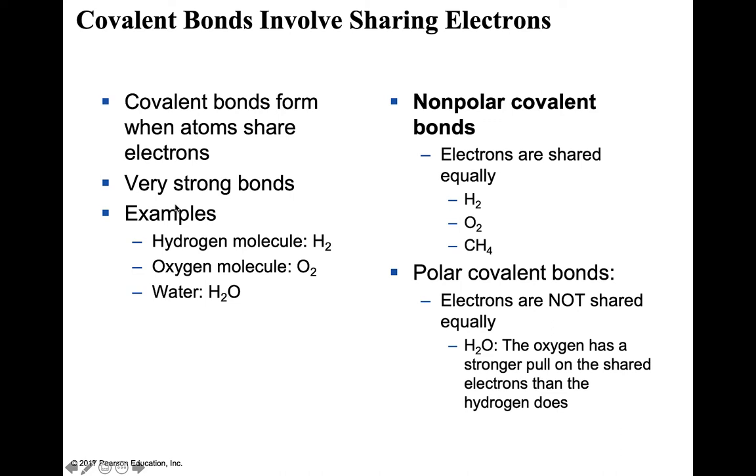Whereas polar covalent bonds are bonds where the electrons are not shared equally. For instance, in water, the oxygen has a stronger pull on the shared electrons than does the hydrogen. So this means that one side of the water molecule has a partial negative charge, whereas the other side has a partial positive charge. Now, keep in mind, water is electrically neutral. We're talking about the sides of the molecule.